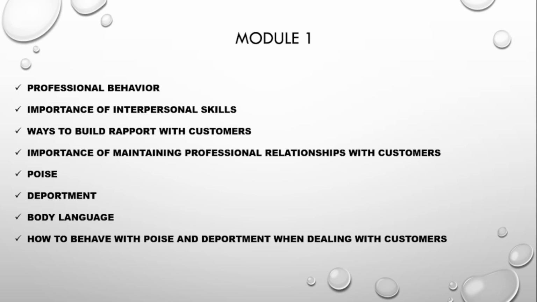Number 1 will be professional behavior. So I'm going to be explaining what professional behavior talks about. Applied N5 specifically focuses on making you a professional employee. So we're all dealing with professionalism. It focuses on a lot of professionalism.